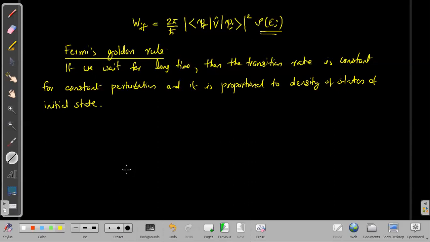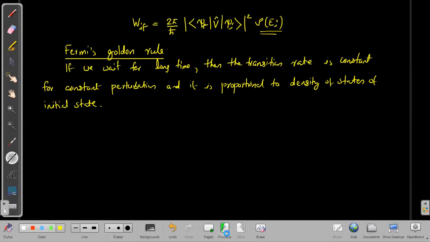So if you wait for a long time, okay, if you wait for long enough time, when t tends to infinity, the transition rate is a constant for constant perturbation. It is proportional to the density of states of the initial state. Okay, so with this we can stop today's discussion.